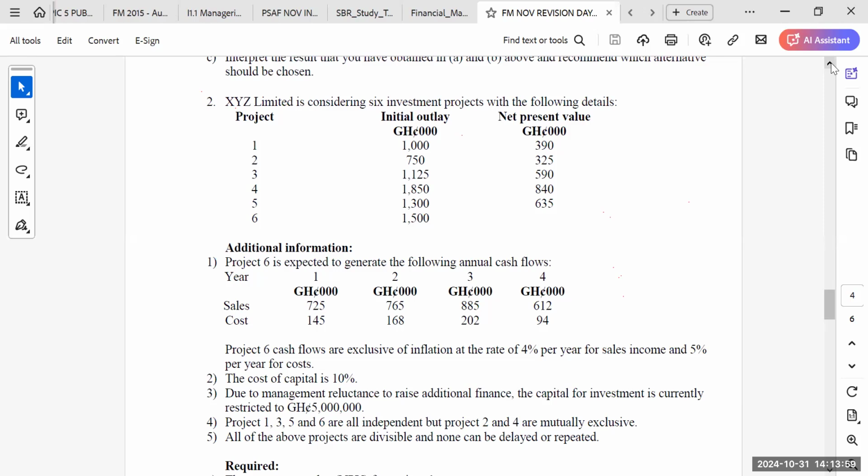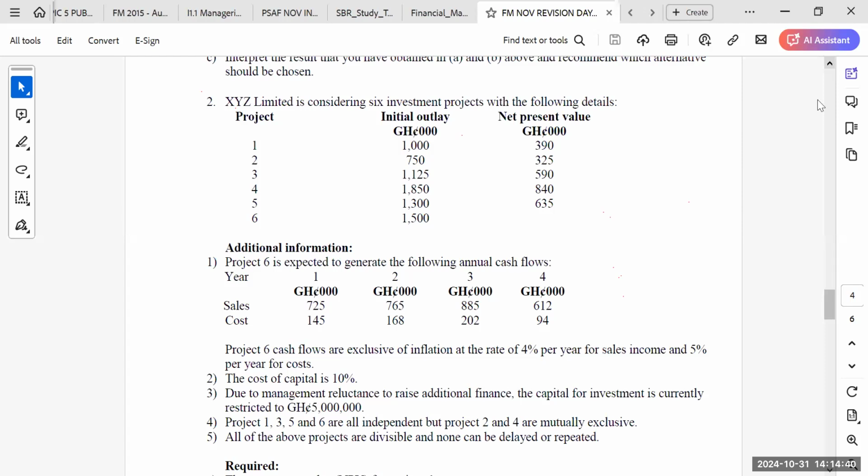If they are in nominal value, there is no way we are going to be increasing them by the 4% and also the 5%. The cost of capital is 10%. Due to management reluctance to raise additional funds, the capital investment is currently restricted to 5 million. Projects 1, 3, 5, and 6 are all independent, but projects 2 and 4 are mutually exclusive. All of the above projects are divisible and none can be delayed or repeated.